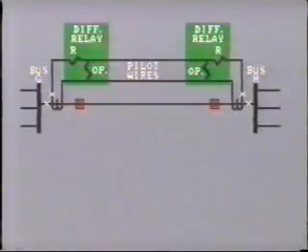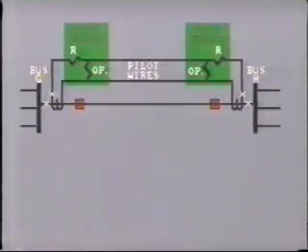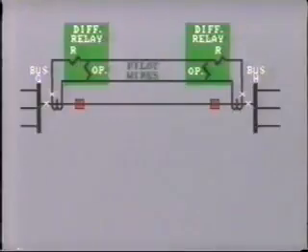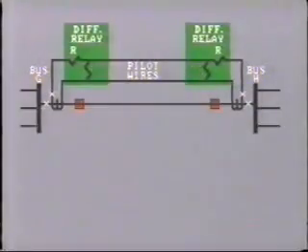Instead, we have a separate relay at each end of the line, and these are interconnected by the pilot wire, as we see here. The relays are fitted with restraining coils which try to hold the operating contacts open, while the operating coil tries to close them.